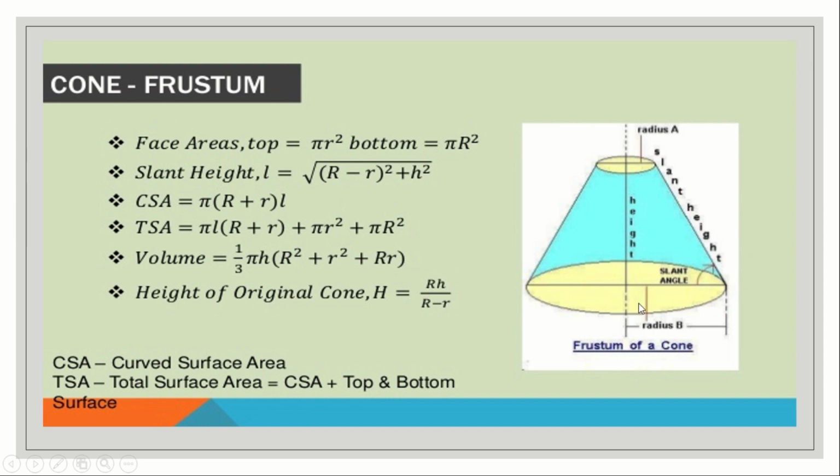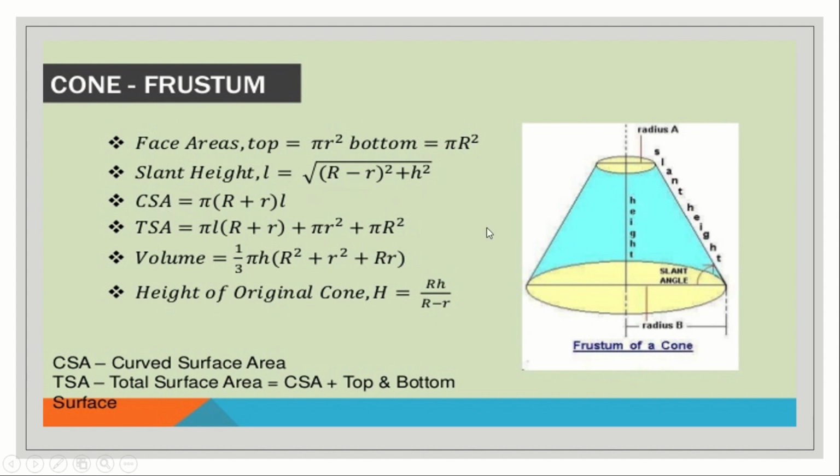Here the bottom portion has a large radius, so it is taken as capital R. So the area on the top is pi r square, small letter r, and the bottom portion is pi capital R square. Next is slant height. Cone and frustum of a cone, only in these two shapes is the slant height taken into consideration. Here the slant height is given by square root of (capital R minus small r) whole square plus h square.